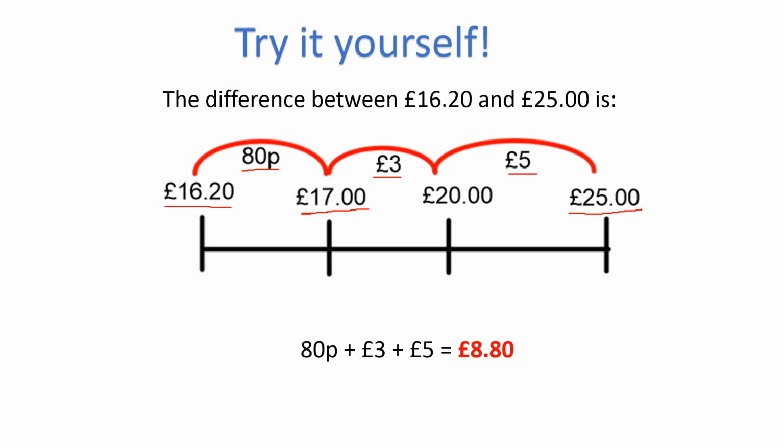So you have 80 pence plus £3 plus £5. It's easier if you just do £5 plus £3, £8. And then plus the 80 pence is £8 and 80 pence.